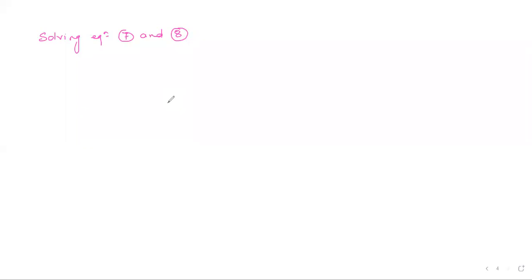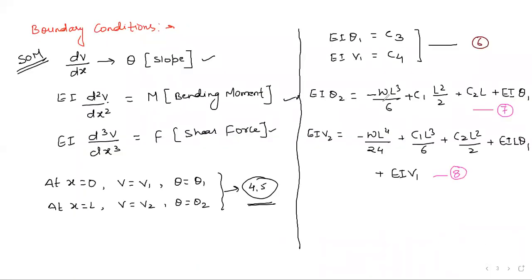Let us take first equation number 7. If you see equation number 7, we have EI theta 2 equal to minus WL cube by 6 plus C1 L square by 2 plus C2 L plus EI theta 1. So let us rearrange the things. Can we write the same thing with C1 L square by 2 and C2 L, these two terms, on one side and convert the remaining 3 terms to the other side? Because we have only these 2 terms in which we have the unknown values of C1 and C2. These are the constants whose values we have to calculate.